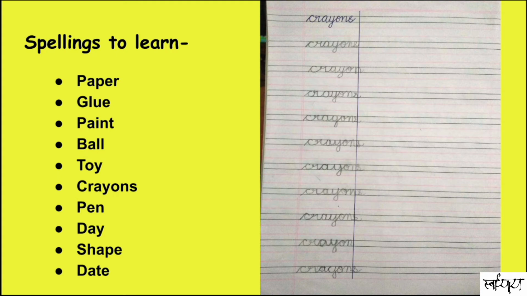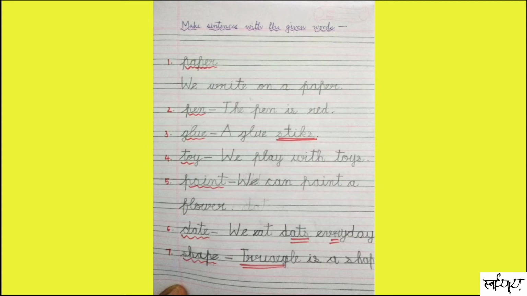This is the schoolwork and he has to learn some spellings today. When I asked, he told all the spellings except one, that is crayons. So here I made him practice it. And the next work is writing sentences.